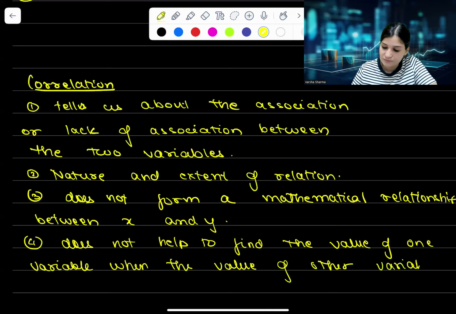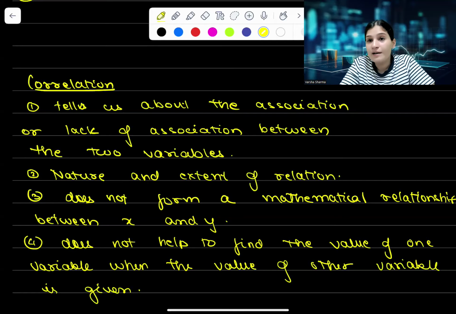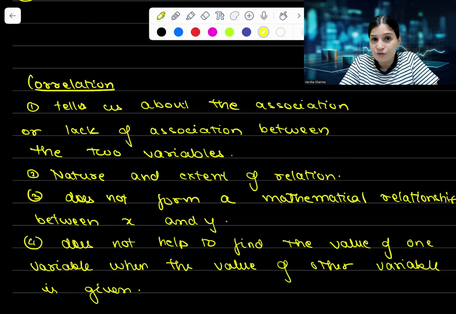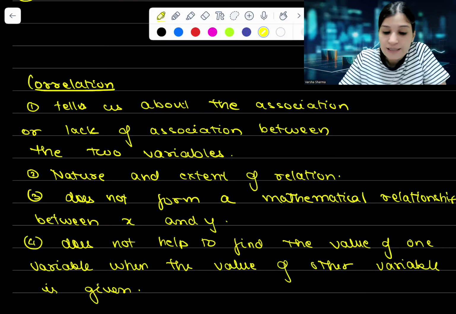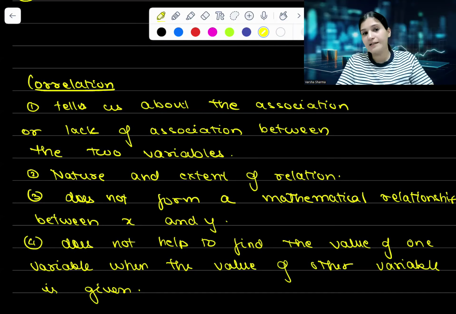So first, it helps us to understand the association or lack of association between the variables. The nature and extent is also obtained here, but it will not form a mathematical relationship between the two variables, because of which we will never be able to obtain the value of one variable when the value of the other is provided. Any doubt till here?